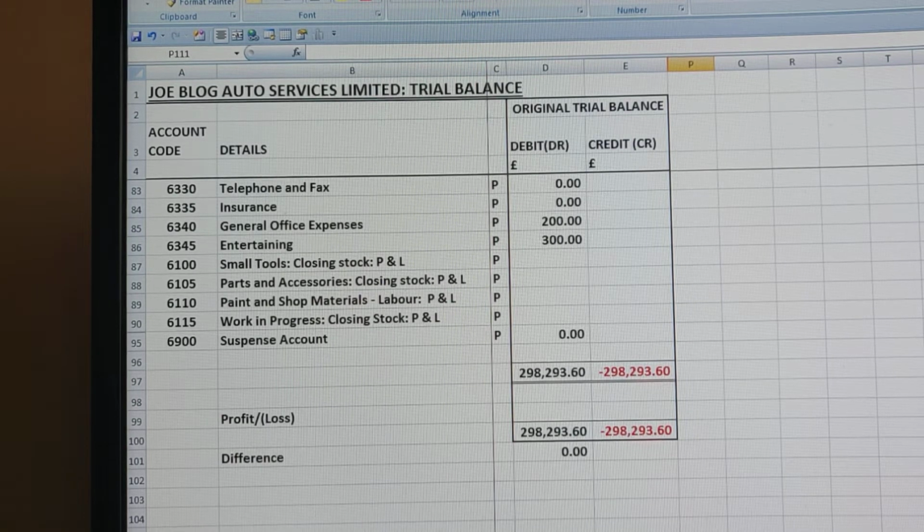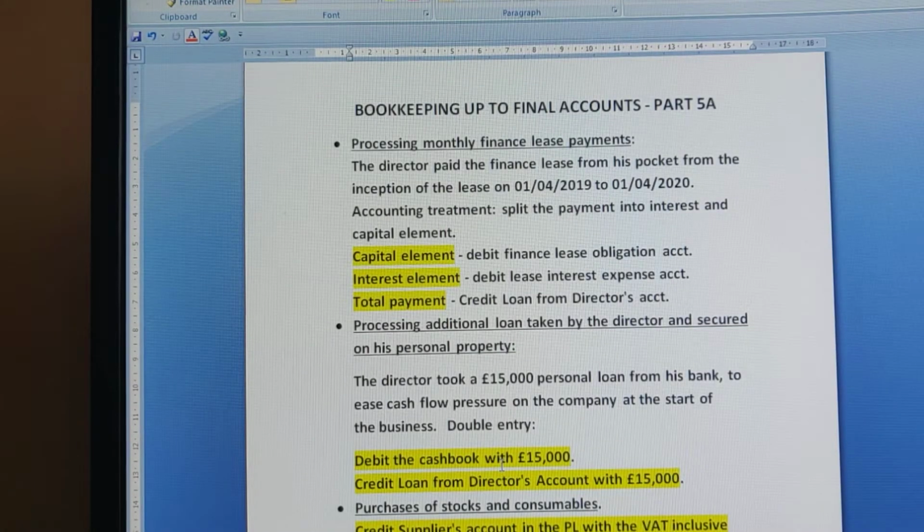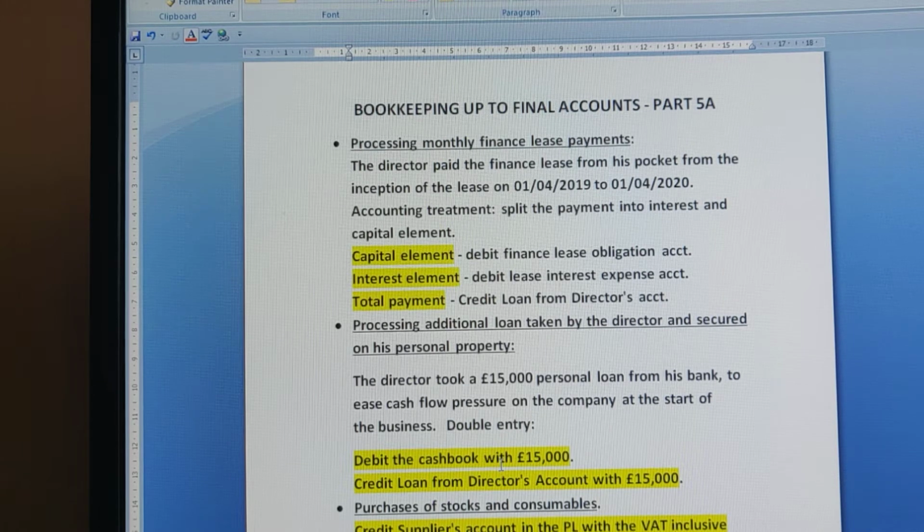So let's get started. I am going to start with the lease payment. It will be recalled that the company was set up on the 1st of April 2019. This lease agreement commenced on the 1st of April 2019. At that time, the company had not started trading and had not started generating any income of its own.